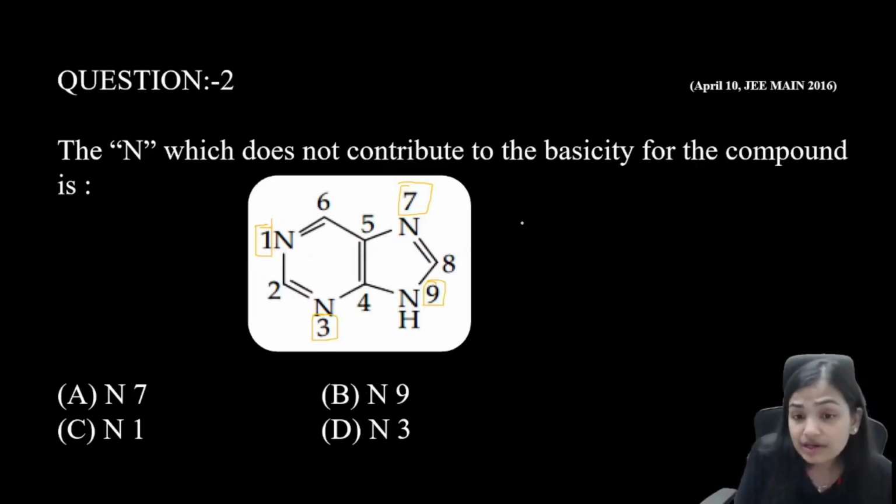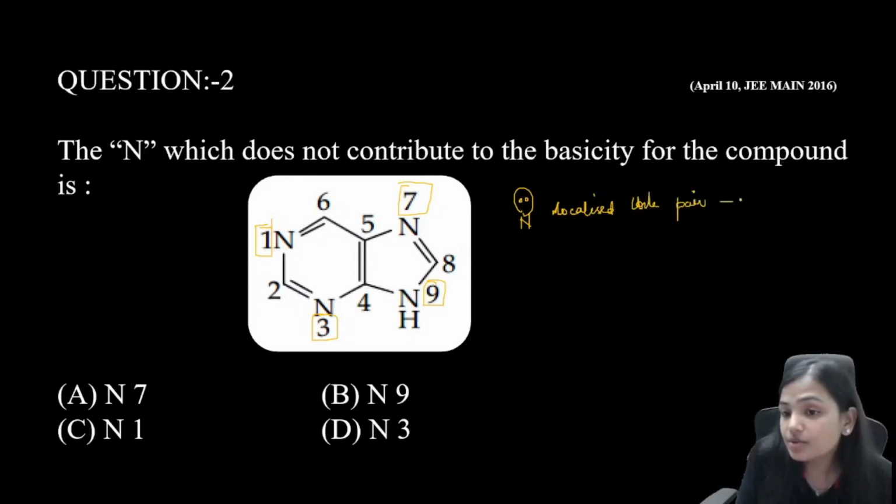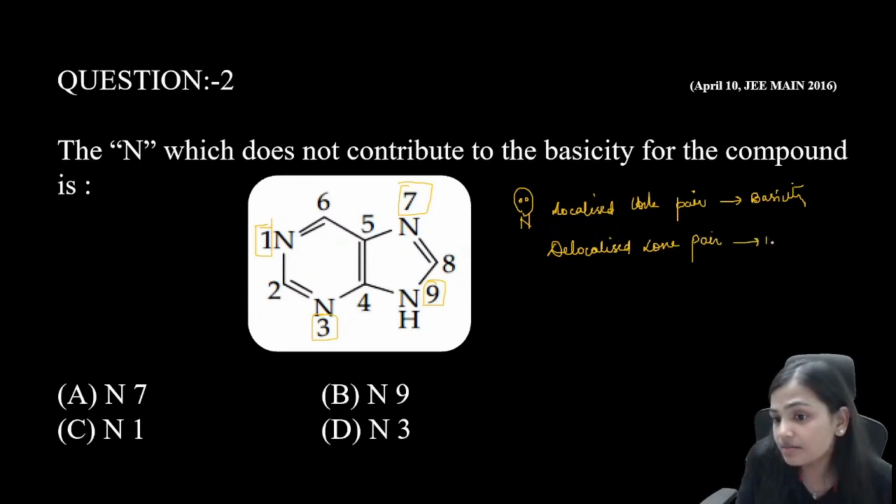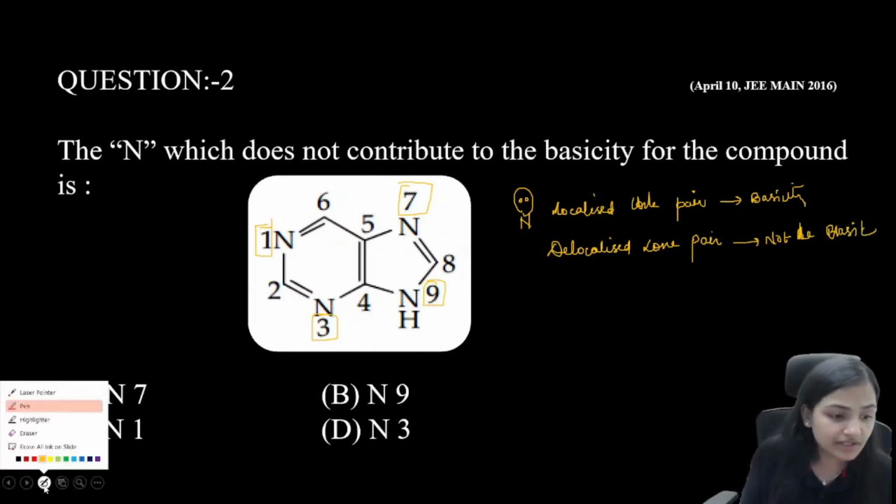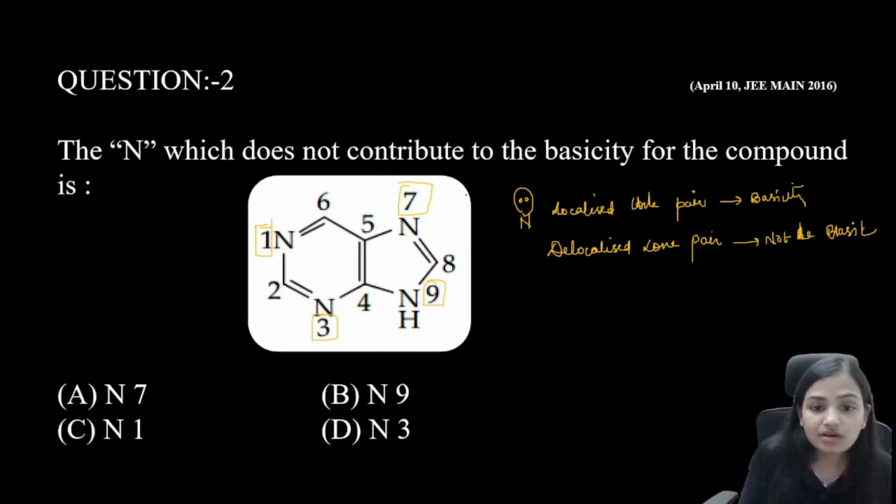Guys, you know, if the nitrogen has a localized lone pair, then it will contribute to basicity. And if we have a delocalized lone pair, meaning the lone pair is not available, then it will not be basic. So ultimately in this question you have to find which nitrogen has the lone pair that is delocalized, and that is N9.